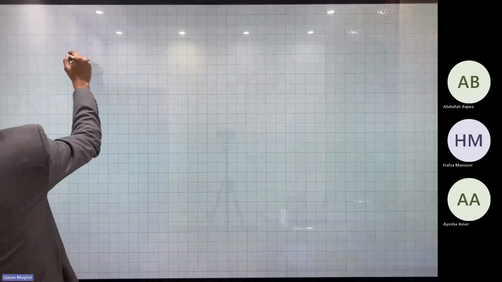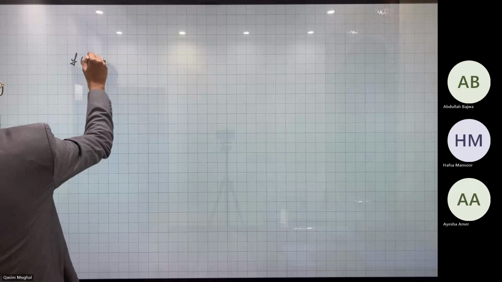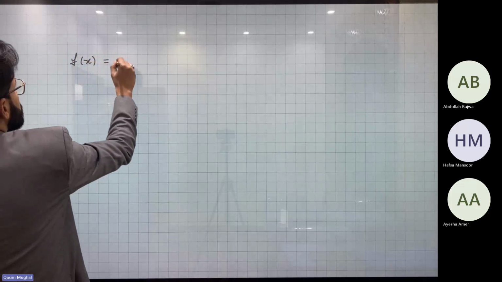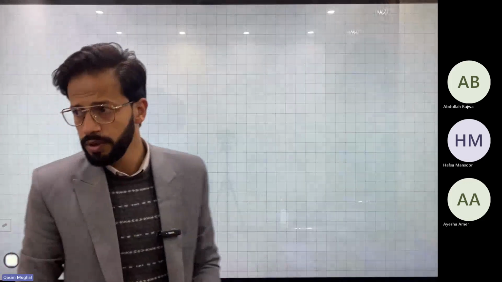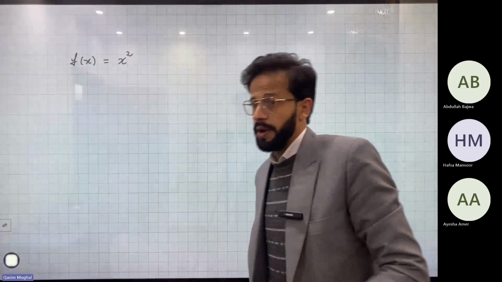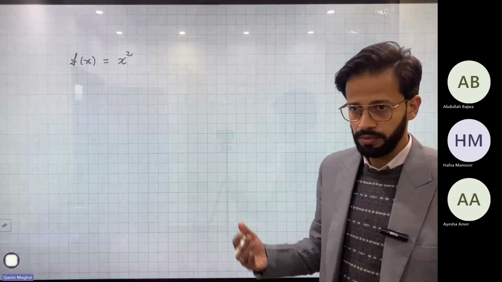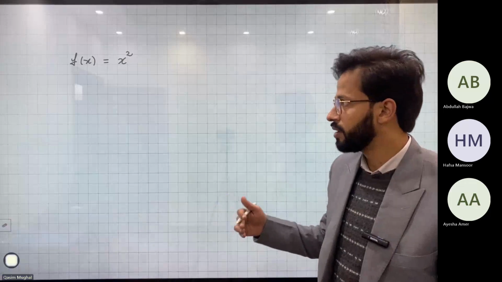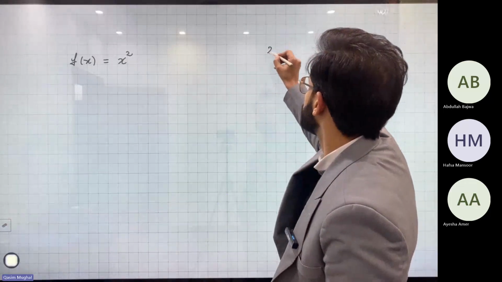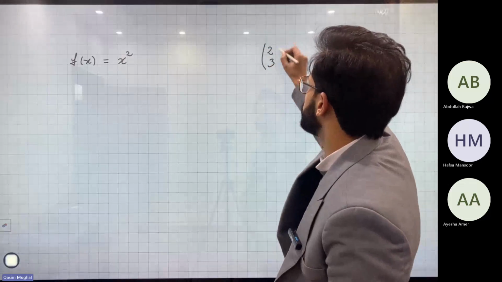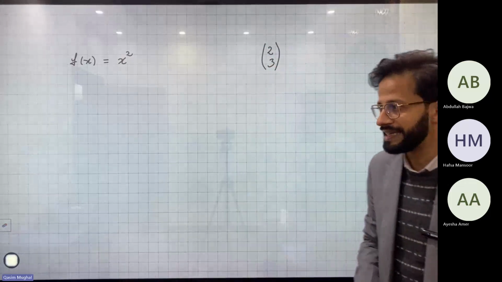So, for example, you have a function f of x equals x squared. Just a simple function, f of x is equal to x squared. I'm going to translate this function. Let's suppose 3 units up and 2 units to the right. 2 units to the right and 3 units up. So this is how I'm going to translate it.